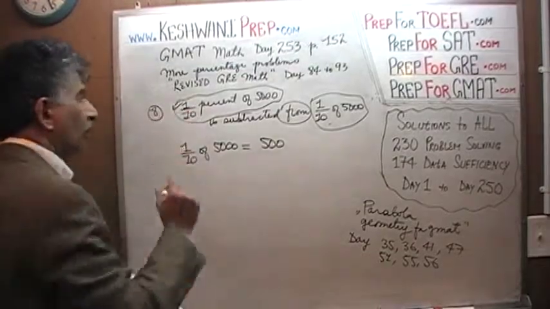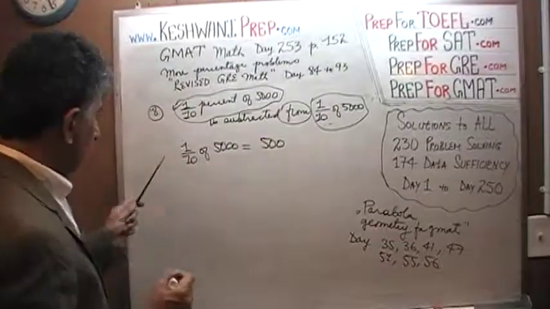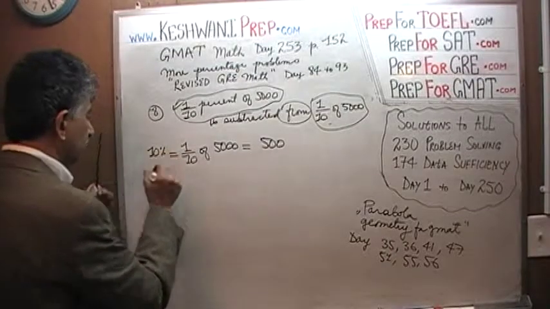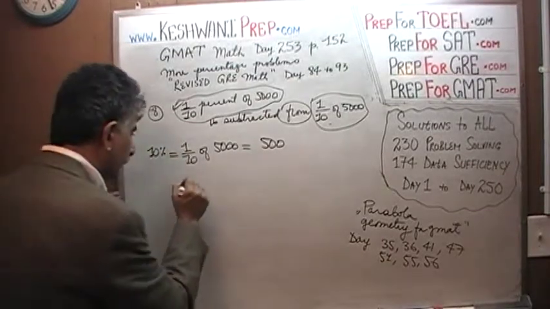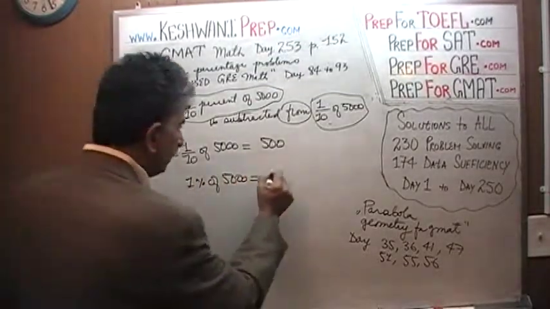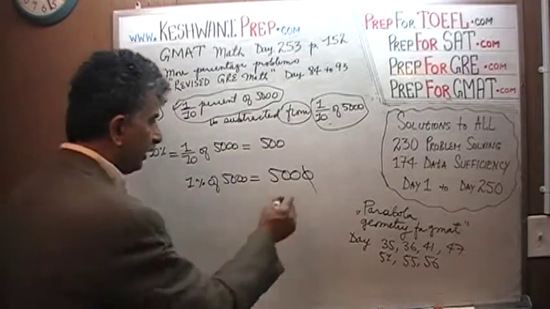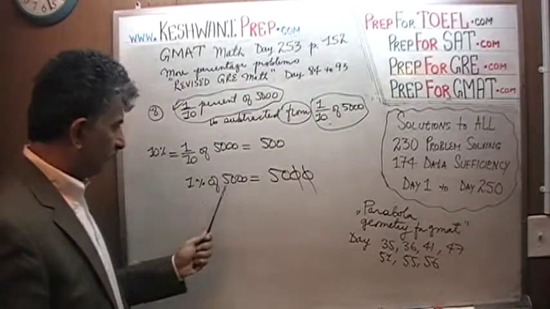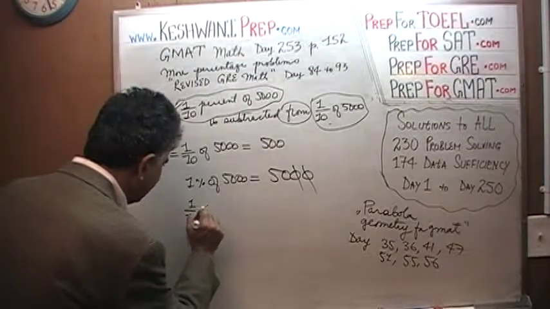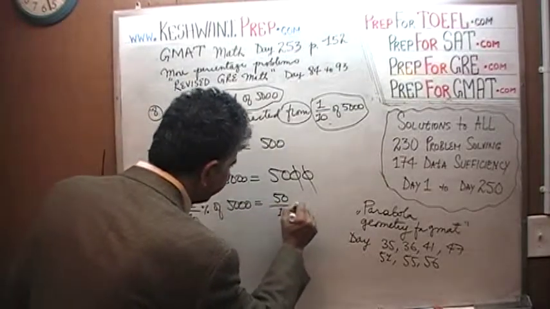Now we have to figure out the 1/10% of 5,000. That's where we have to take our time. That's where we have to slow down. So we know 1/10 of 5,000 is 500, which is the same as saying 10% of 5,000 is 500. Therefore, for 1% of 5,000, we just knock out 2 zeros. If you're looking for 10%, we knock out 1 zero. If you're looking for 1%, we knock out 2 zeros. 1% of 5,000 is 50. If 1% of 5,000 is 50, then 1/10% of 5,000 will be a tenth of this amount, which is 5.